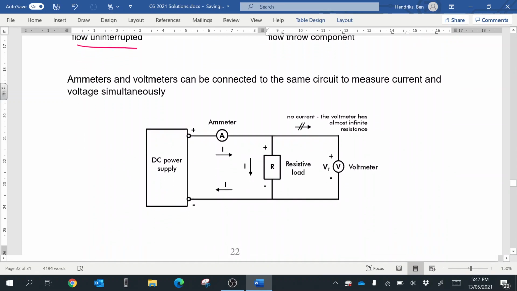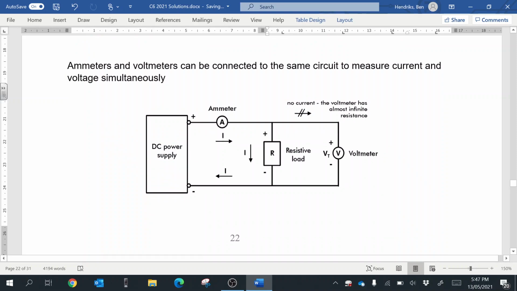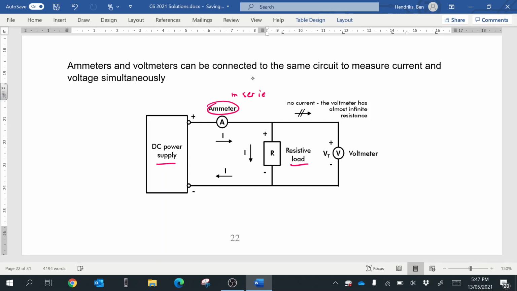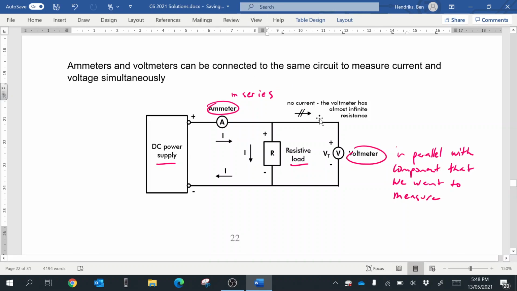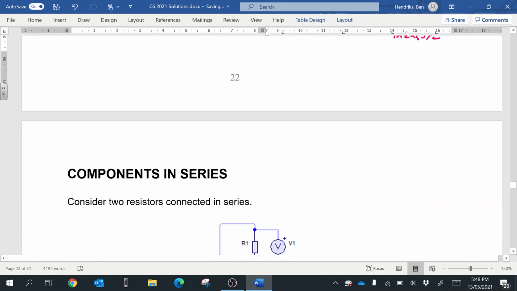You can draw them both in on the same circuit. If we have this circuit here, which has a power supply and a resistor, we've put the ammeter in series with it, and the voltmeter is in parallel with the component we want to measure. Whatever component you want to measure in a circuit, if you want to see the voltage drop across that component, then you measure in parallel with that component.